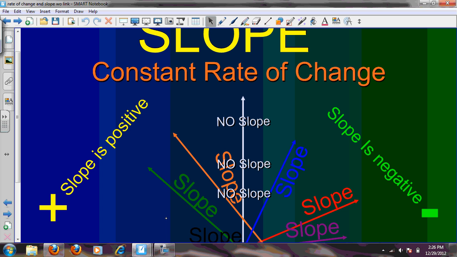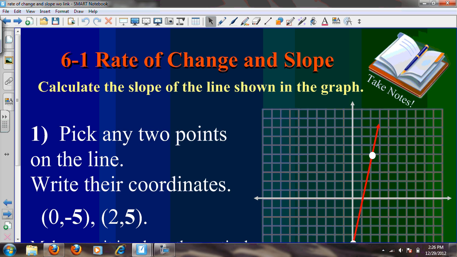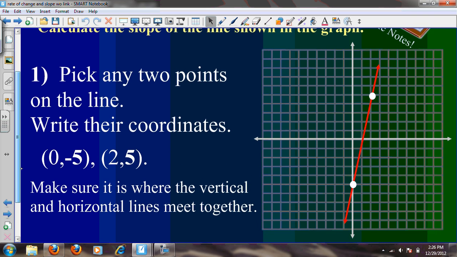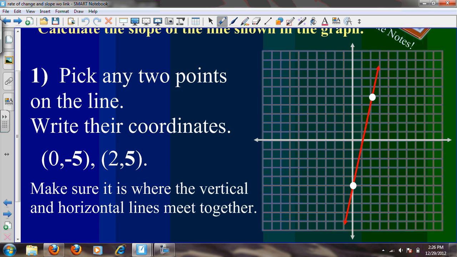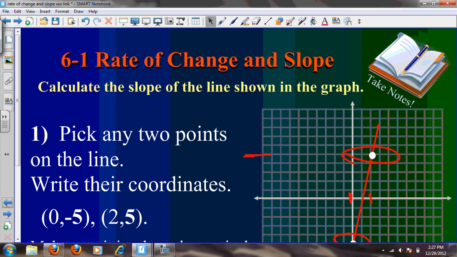Let's finalize just a few things here. Notice my signs here. Slope is positive, it's moving upward. Slope is negative, it's sloping downward. We've already done finding the rate of change on a graph. We've picked 2 points, and we've decided to find the change in the vertical and the change in the horizontal. I believe that's where we're stopping today. That concludes video 1.